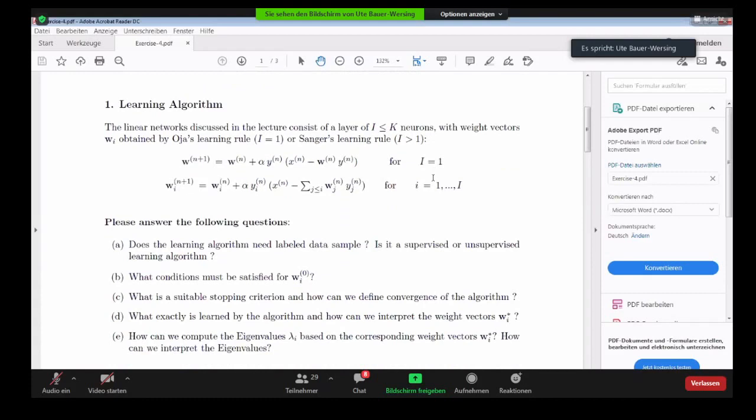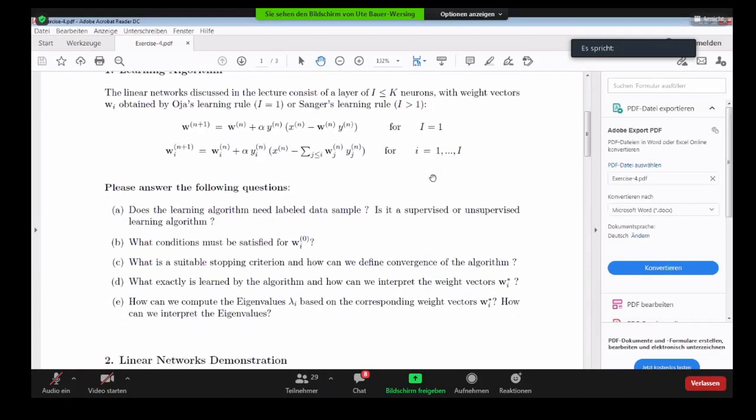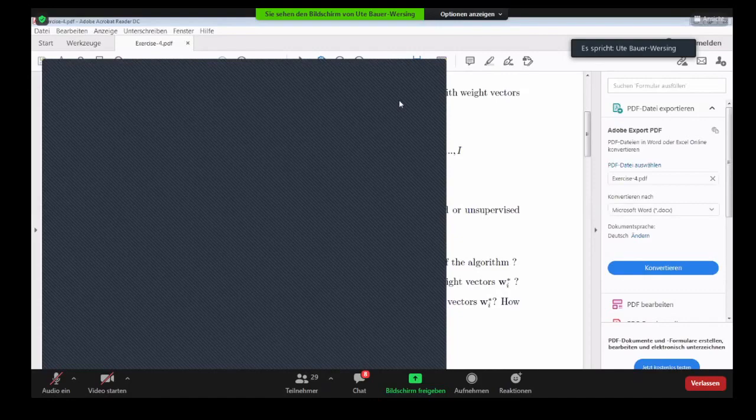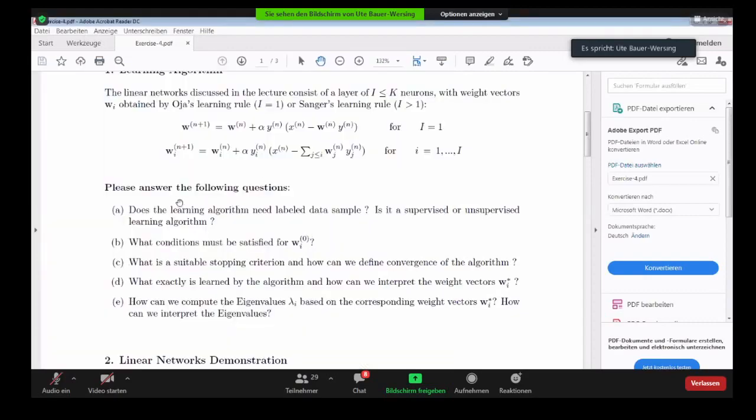I summarized the answers of these questions on an additional sheet that's available in the Moodle course. Have you seen that? Okay. So maybe we go through the different questions here. So the first line is the Oja learning rule.